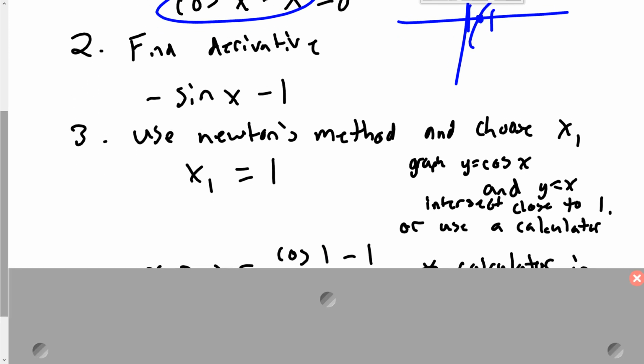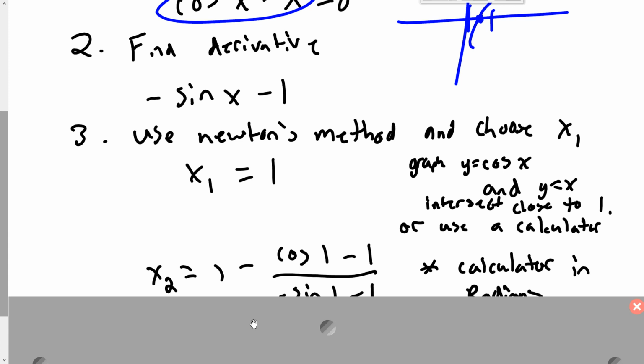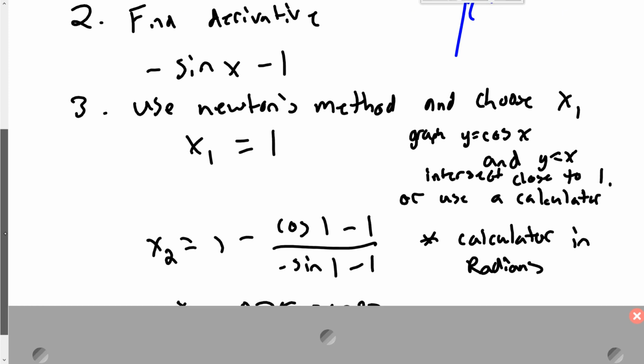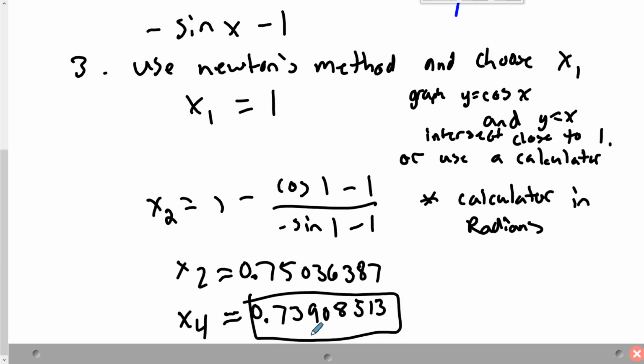So what I did here was I graphed cosine of x, and then I saw where maybe they intersect. That's how I chose my x of 1. And then I can run that through Newton's method. Here we have to think about, we can put our calculator in radians and go ahead and run it through. And then I'll have to do it 4 times, and that's the number that I get.